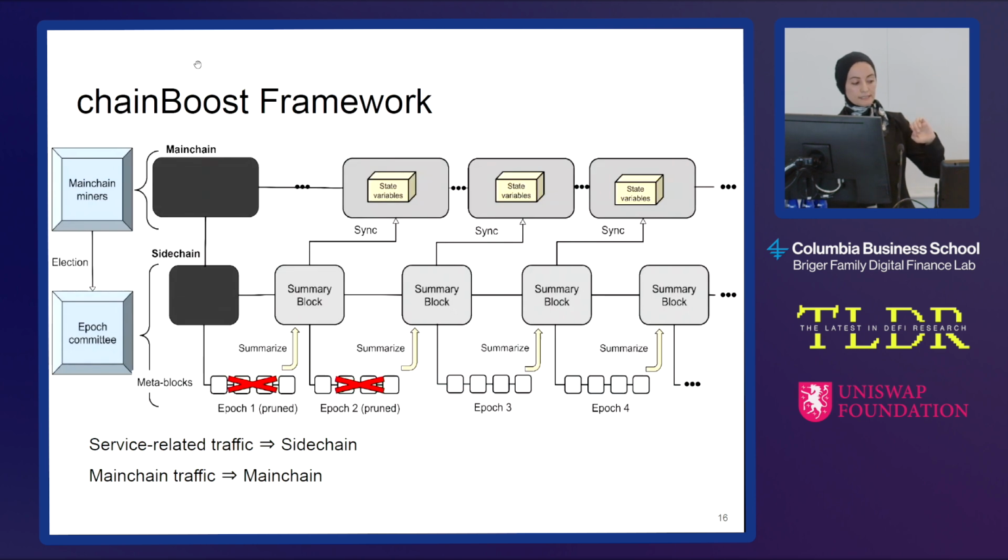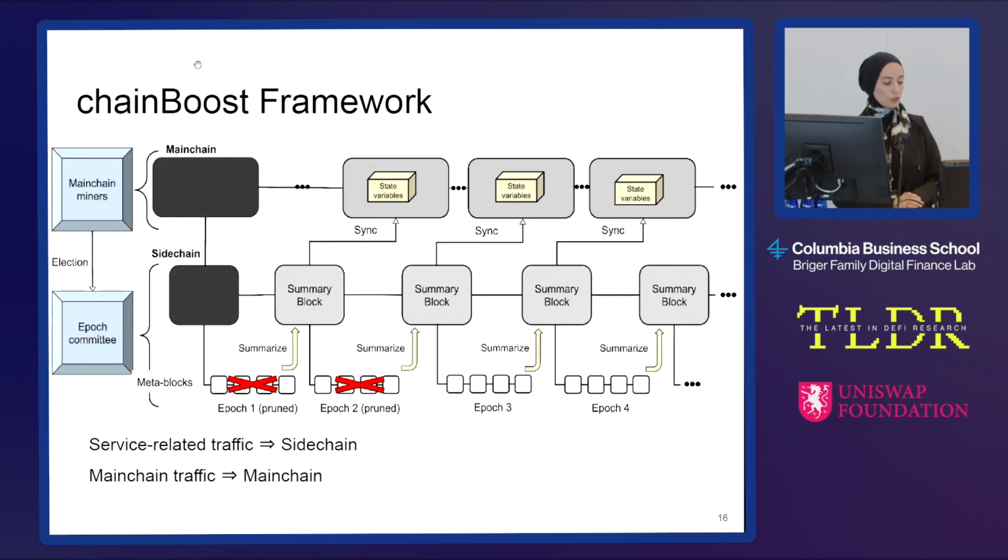The side chain is managed by a committee from the main chain miners. So for each epoch, a committee will be elected, and this committee will mine a new meta block in every round during that epoch. And in the very last round of the epoch, they will mine a summary block that includes the state changes. So it is just a brief summary about what happened so far.